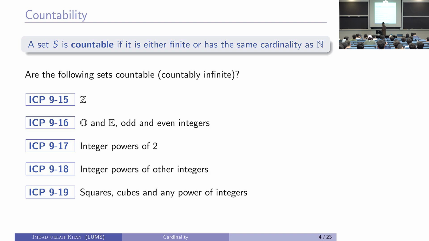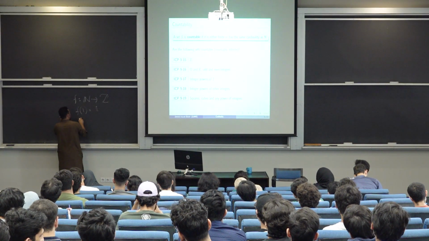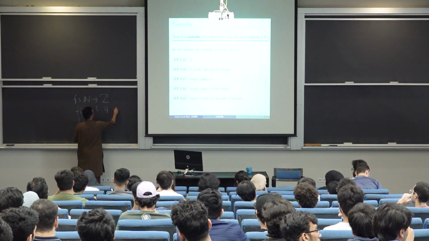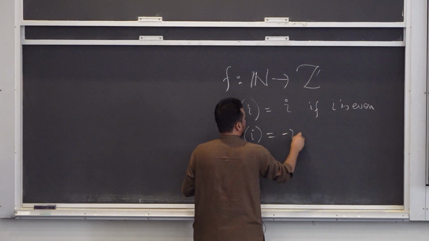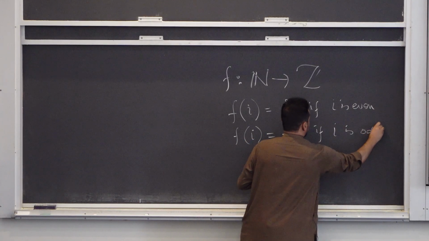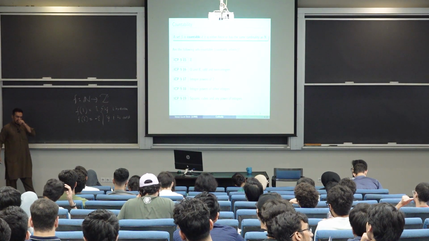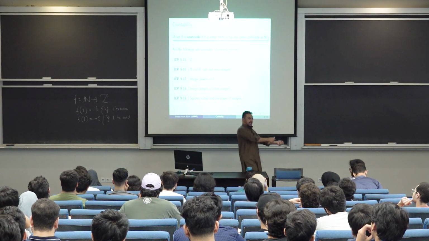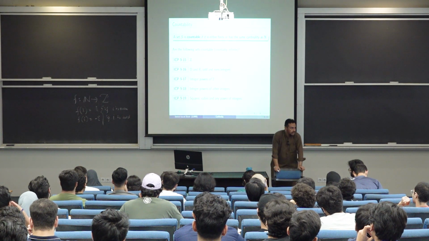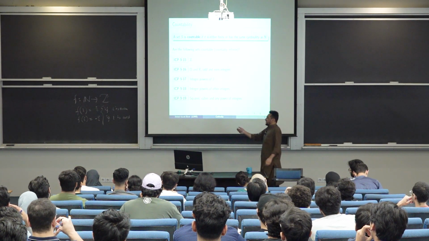What if I make, let me just give you this function f from N to Z, where f of i is equal to i if i is even, and f of i is equal to negative i if i is odd. Is this a bijection? Last time we saw the set of positive integers and the set of negative integers, the set of all integers, they have the same cardinalities. Okay, look at this, is this function a bijection?